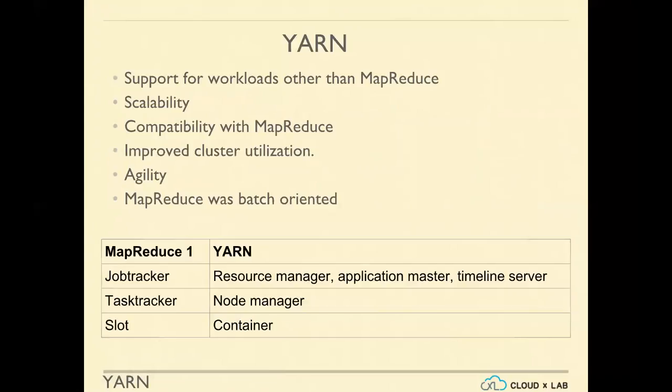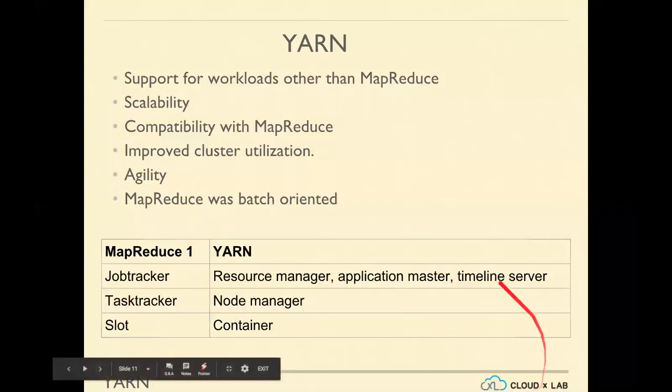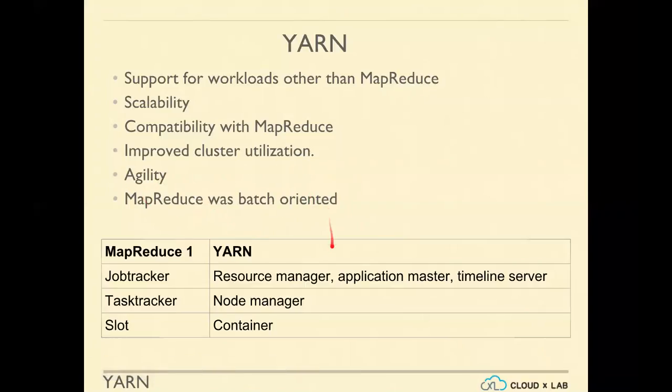Yarn led to other kinds of frameworks, other kinds of programming models than MapReduce. It gave us more scalability. It was compatible with MapReduce, so if you had written code for Hadoop 1.0, the newer version would already work. It improved cluster utilization because it gave more space for more kinds of work. And it also improved agility. So this way, it led to more kinds of workloads than just batch oriented, right?